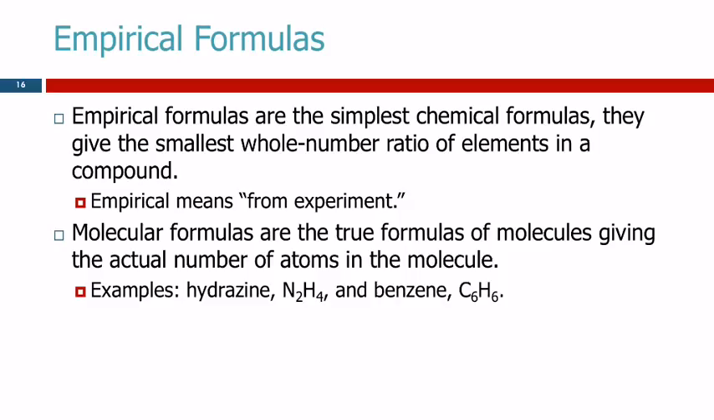Okay, empirical formulas. So we've talked about molecular formulas and structural formulas. An empirical formula is the simplest chemical formula. It gives the smallest whole number ratio of elements in a compound. The word empirical means from experiment. These are formulas that we get from experiments. A molecular formula is the true formula. The empirical formula is the simplest formula.